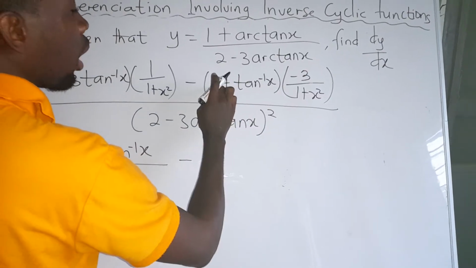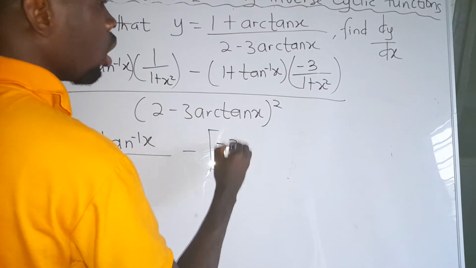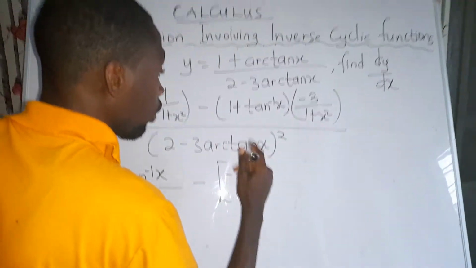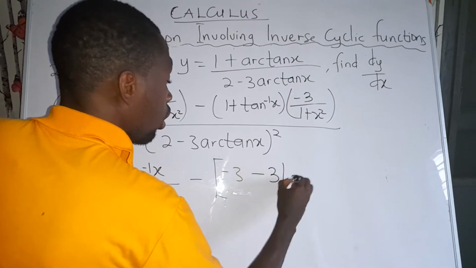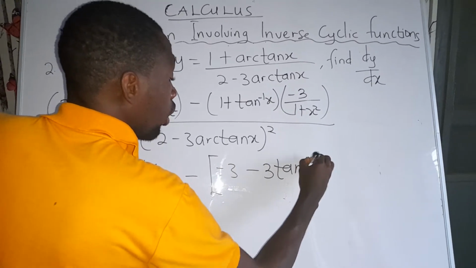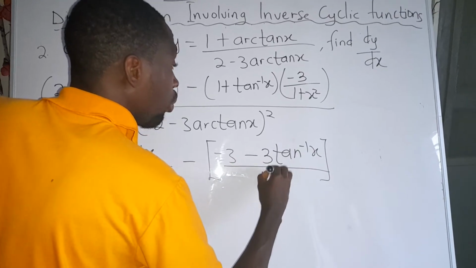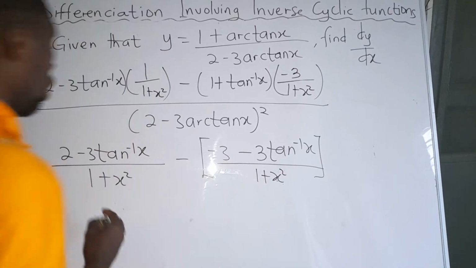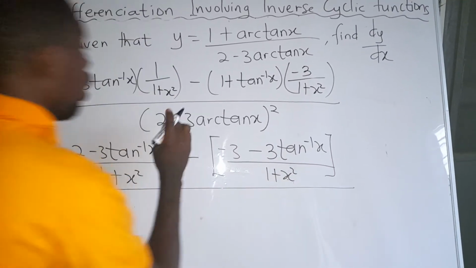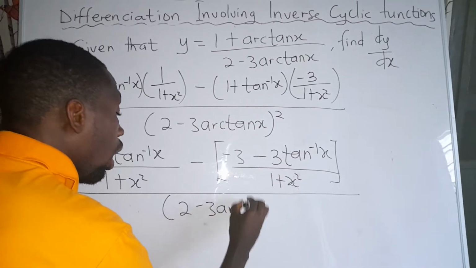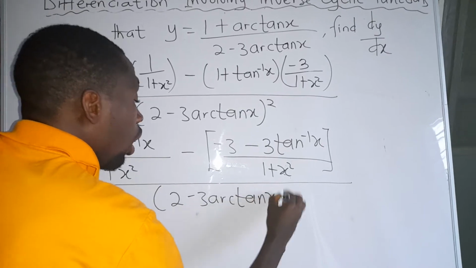Now 3 multiplied by negative 1 will be negative 3. 3 multiplied by this will be negative 3 tan inverse of x over 1 plus x squared. Then all over our fraction, which is 2 minus 3 arctan x squared.